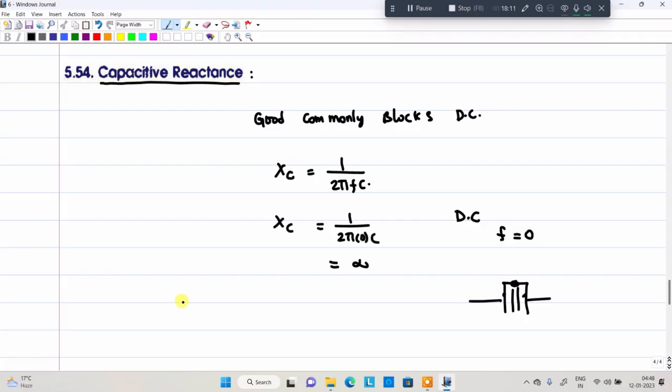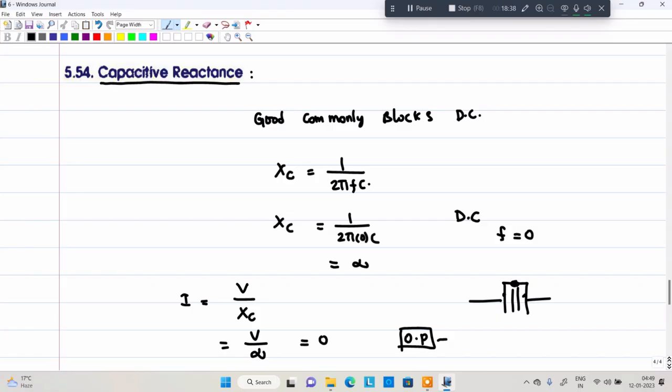So whenever it opposes, I is equal to V by Xc. V divided by Xc, which is infinity, means the current is equal to 0. Whenever the current is equal to 0, it is called an open circuit. The capacitor acts as an open circuit in the DC condition at steady state. I am discussing only the steady state. In the DC condition at steady state, the capacitor acts as an open circuit.